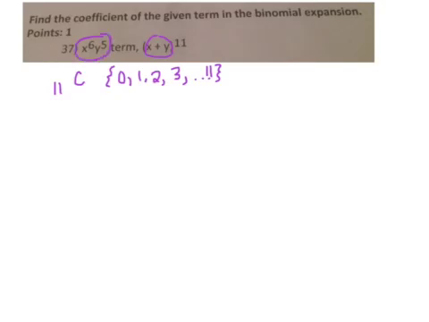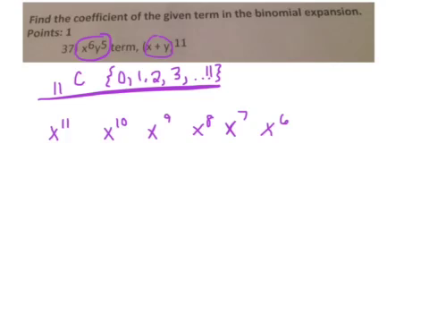So we would start off with an x to the 11th term, and then we would have x to the 10th, and we'd keep counting down until we get to the x to the 6th. So if you do this, then you're looking for the 1, 2, 3, 4, 5, 6th coefficient, and if you do that correctly, you should get 462.